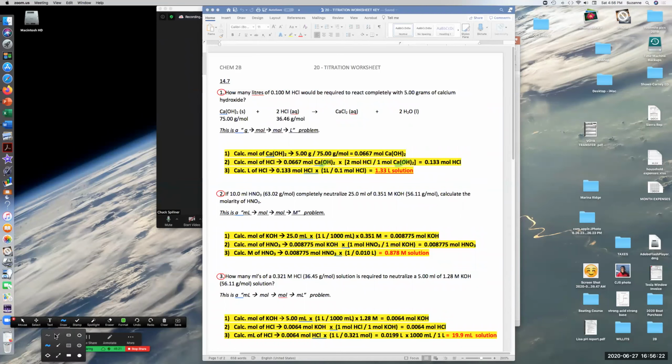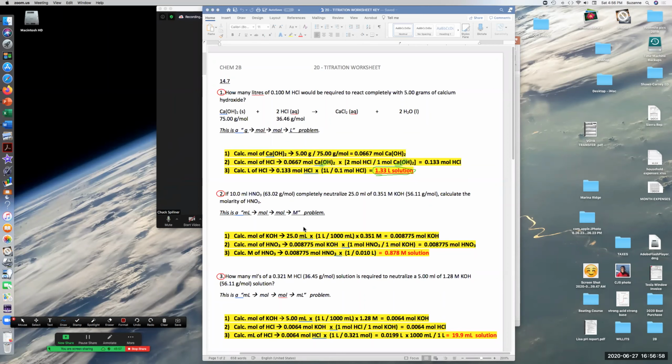Next, we will calculate the liters of HCl. So if we know the moles of HCl and we know the concentration, which is 0.1 mole per liter, we divide by that concentration, we'll get the liters of HCl. And it turns out to be 1.33 liters of solution. So that's step 3. I'm going to change the color of my pen. I'll do that one. So that's problem 1.